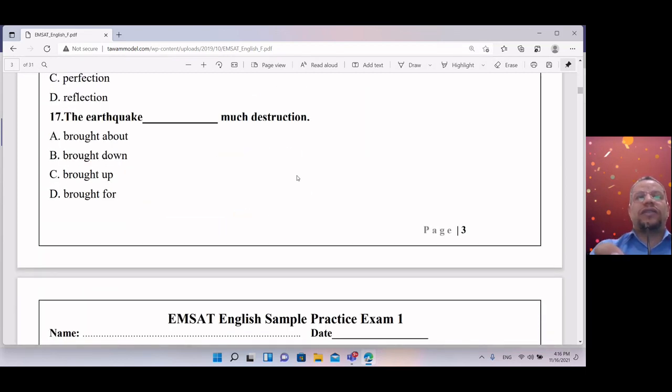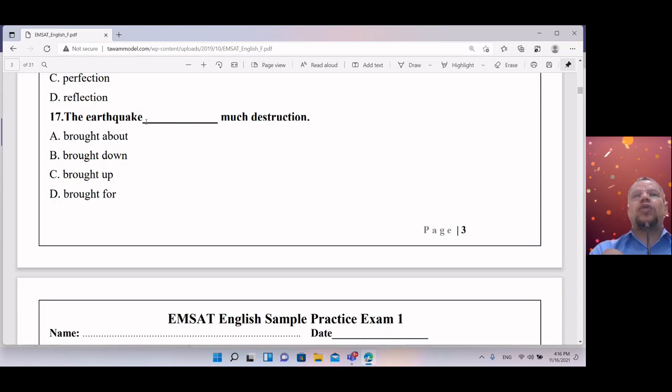Seventeen, the earthquake brought about much destruction. And we have a phrasal verb, verb plus preposition. So what does it mean? Brought about, brought down, brought up, brought for. The answer is brought about. Why? Because it means cause.